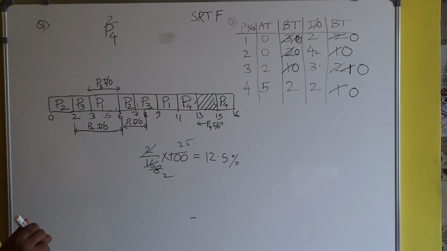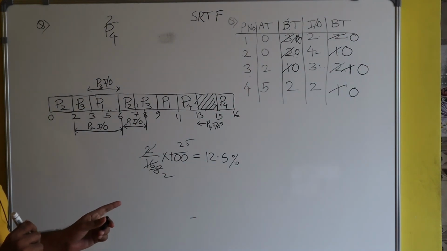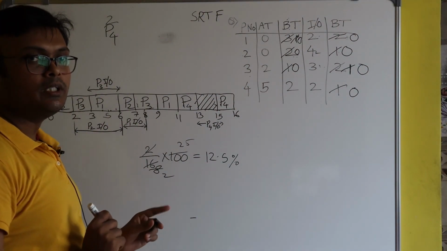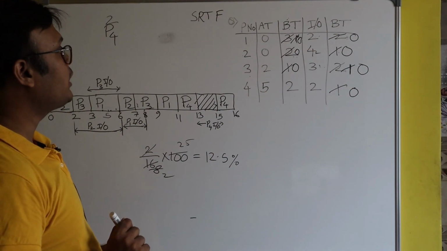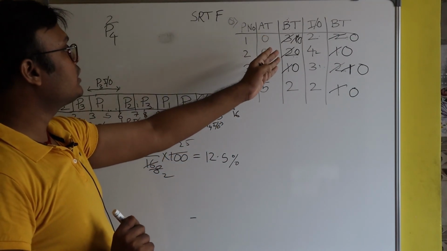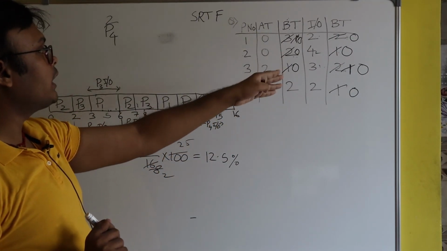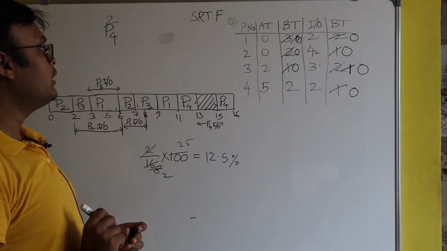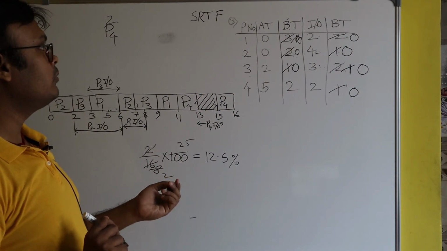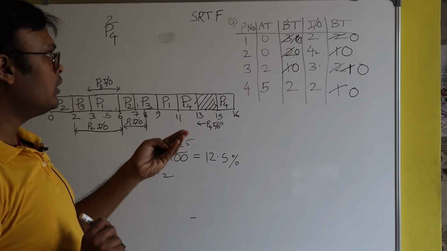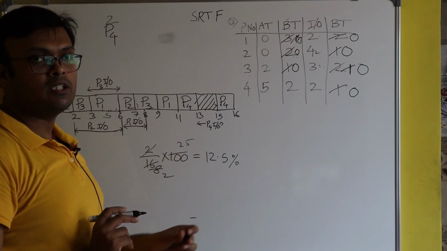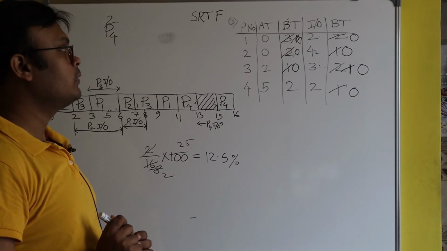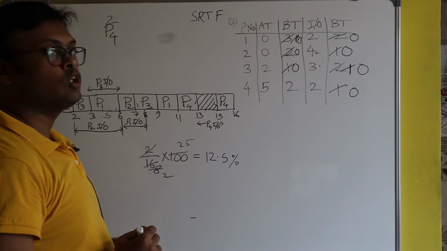These questions are not very tough, but the probability of mistakes is higher. Although the question is easy, you have to keep track of a lot of things like the first burst time, then IO, then the second burst time. There is a chance that you mix up IO time and burst time, so just be careful while solving these types of questions. Okay, let's solve another question.